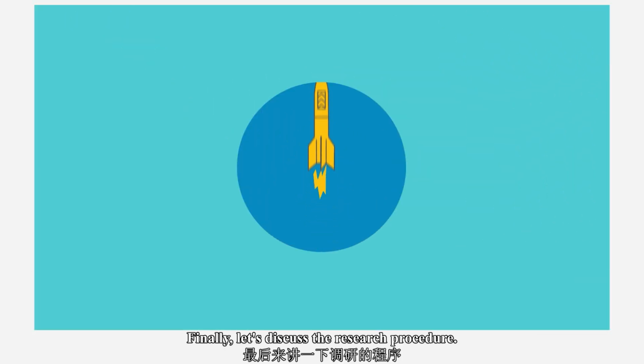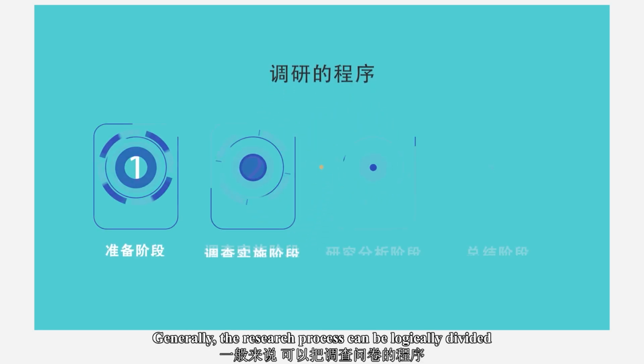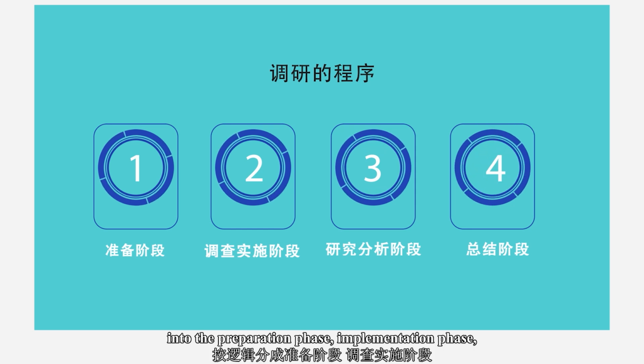Finally, let's discuss the research procedure. Generally, the research process can be logically divided into the preparation phase, implementation phase, analysis phase, and summary phase.